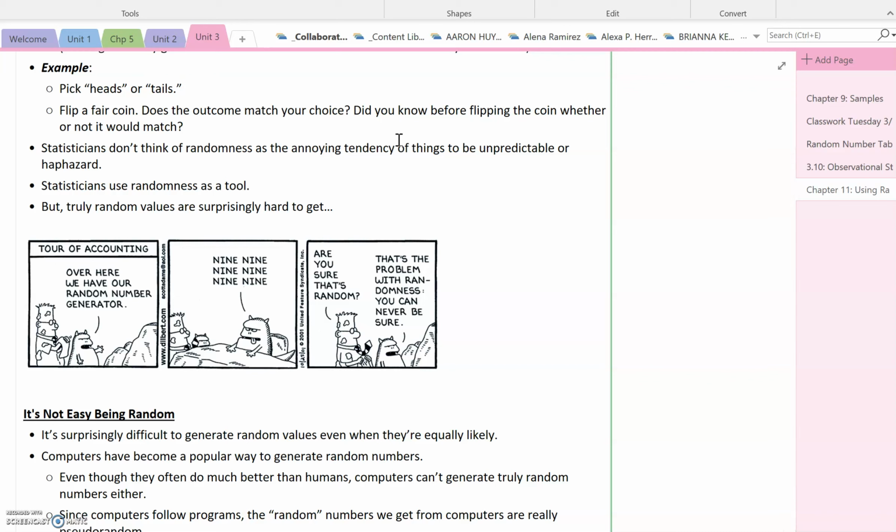Does the outcome match my choice? Yes, it did. But what about if I flipped this a bunch more times? It's probably not going to be heads every time. I just flipped it a total of 3 times. I got heads twice and tails once. So there's no guarantee that when you're flipping a coin, you're going to get the outcome that you want. And you don't know before flipping the coin whether or not it would be a match.